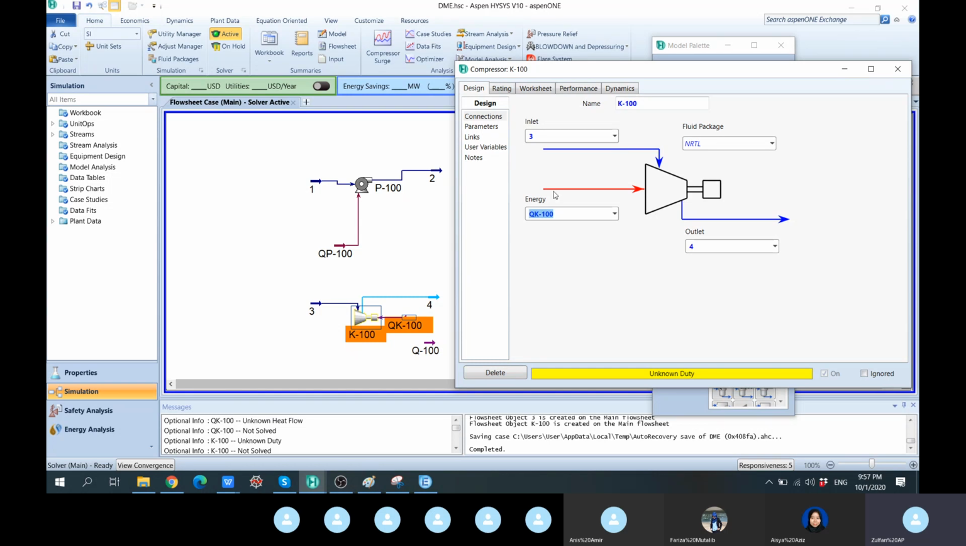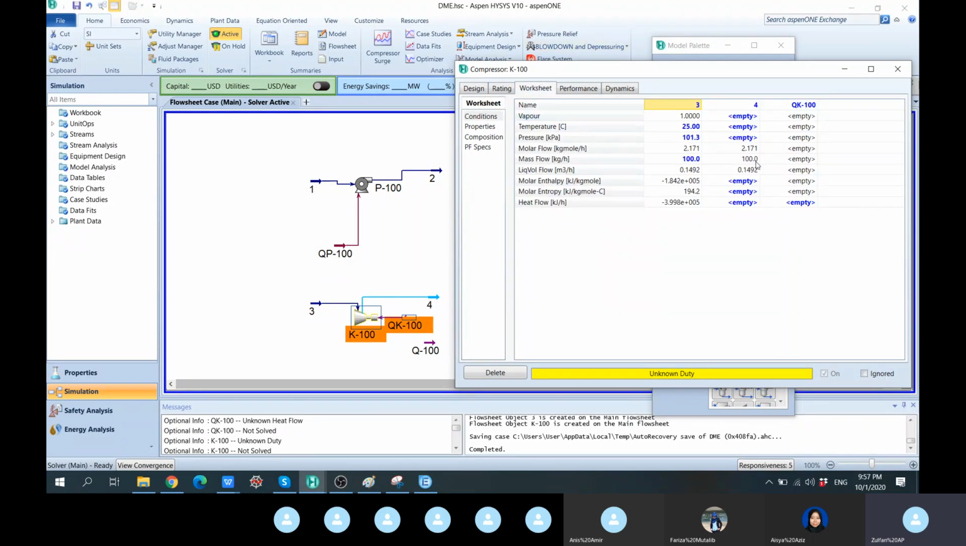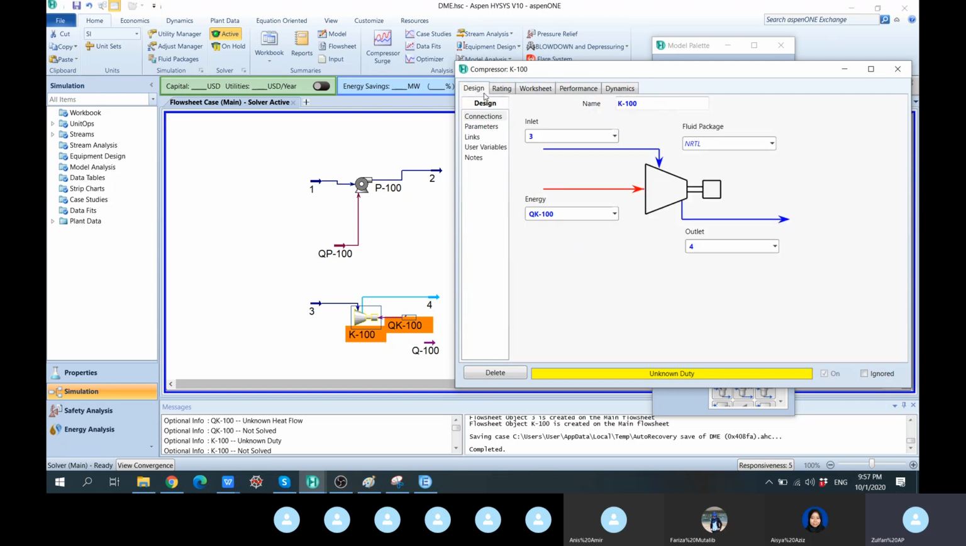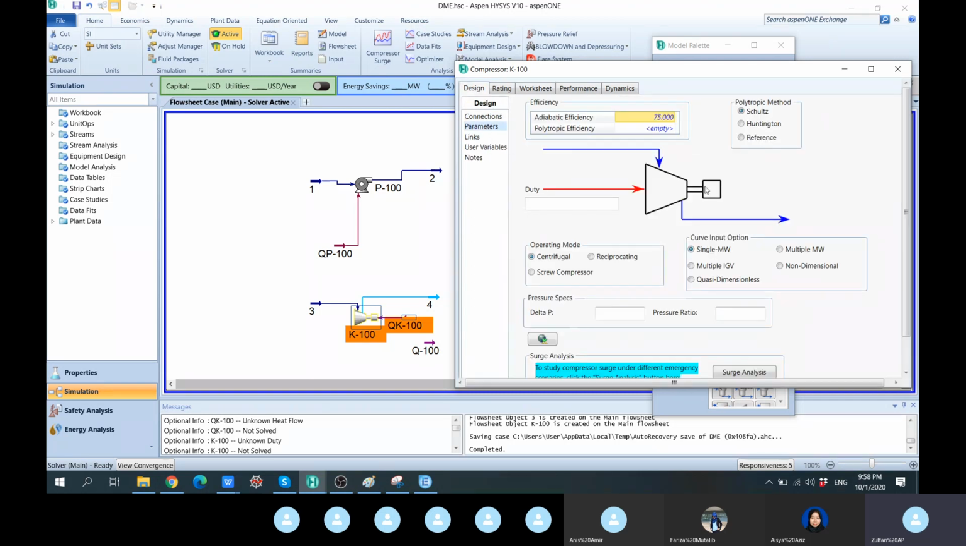Okay, because it's just compressing or putting pressure into the stream, we are using the same equations, right? That means we need to put three independent variables. Flow rate is already there, so flow rate is 1. Then we need to put either the power, the outlet pressure, or the pressure ratio, or the delta P, and the efficiency. So we go to parameters.